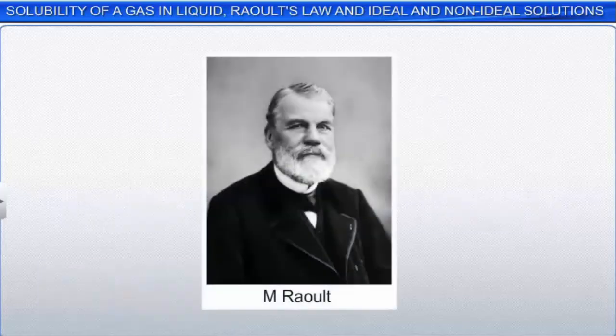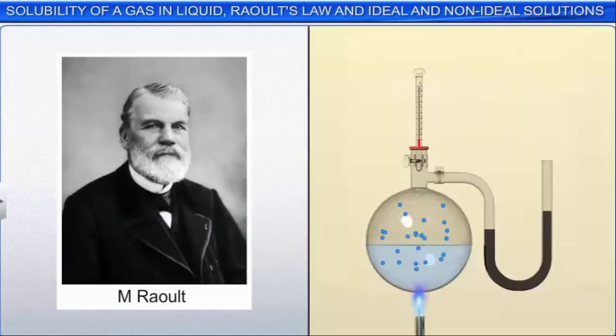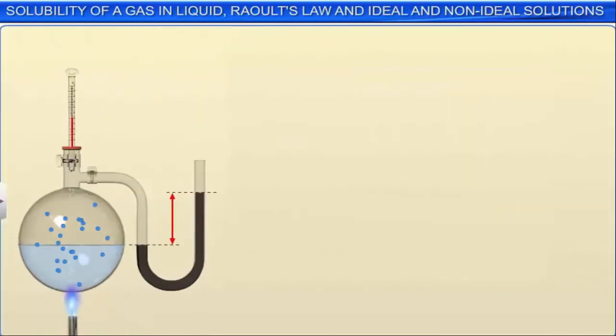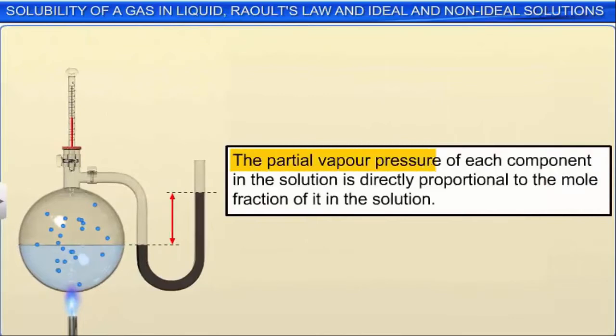In 1886, through experimental studies, a French chemist M. Raoult established a quantitative relationship between the mole fraction of a given component and the partial pressure exerted by it. The law states that the partial vapor pressure of each component in the solution is directly proportional to the mole fraction of it in the solution.